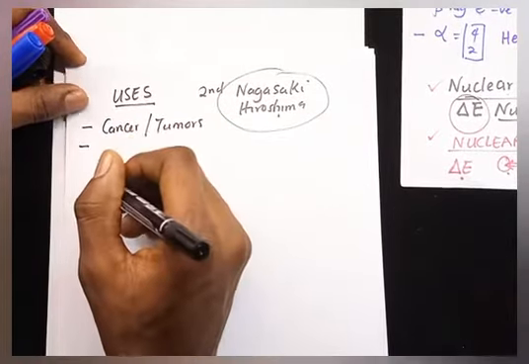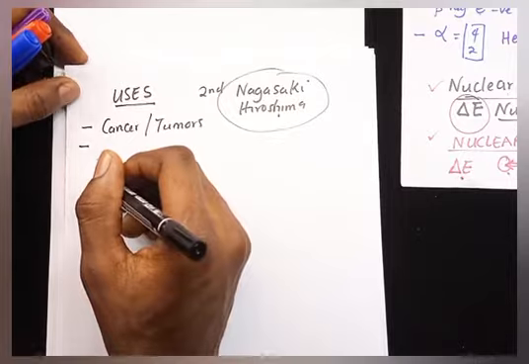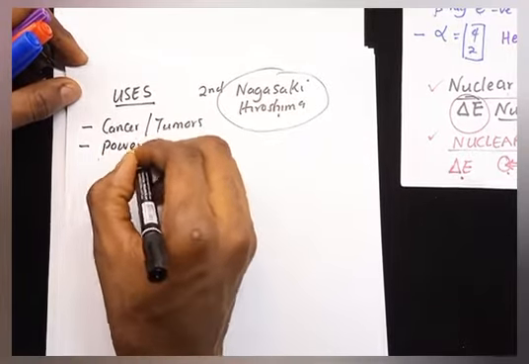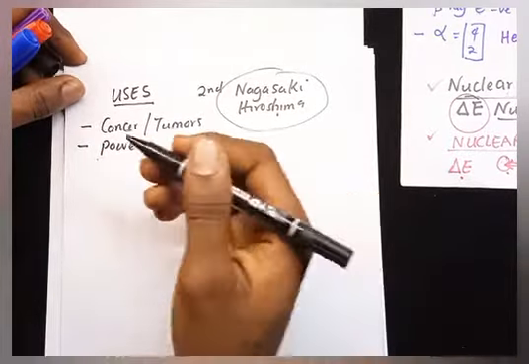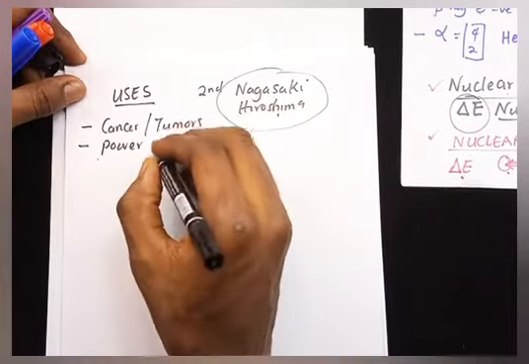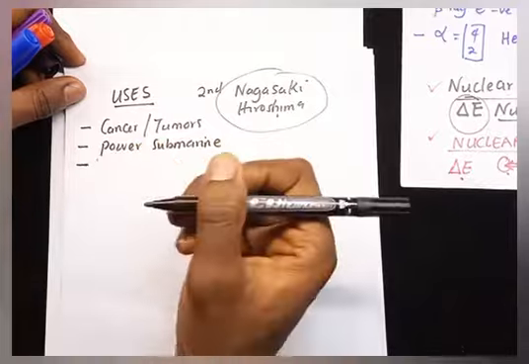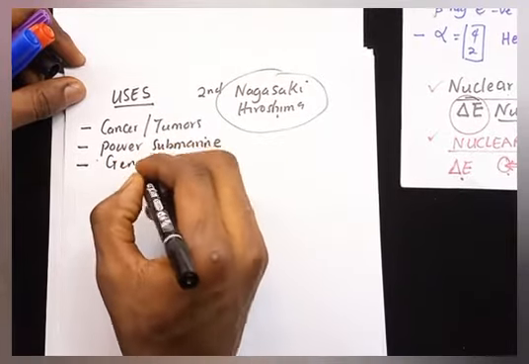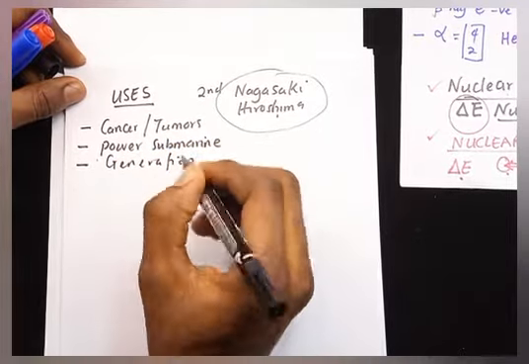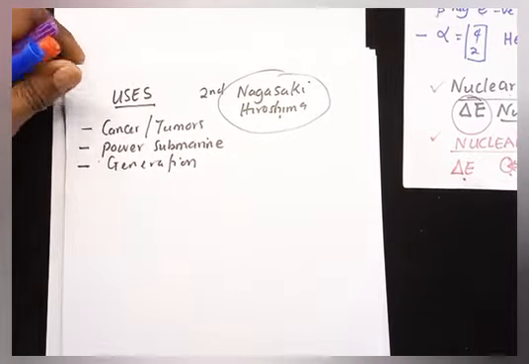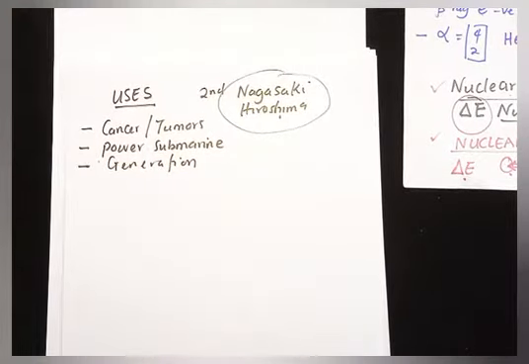All right. We also use radioactivity for electrical power. So you've heard of nuclear power, a non-renewable source of energy, used to power submarines and even to produce electricity. So the last thing is the generation of electricity. So these are three uses of radioactive energy or nuclear energy.